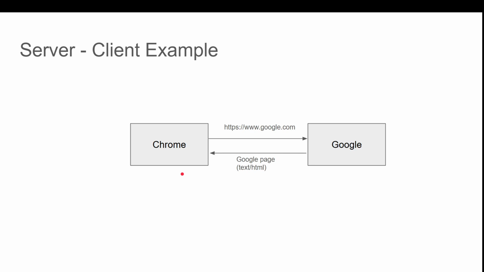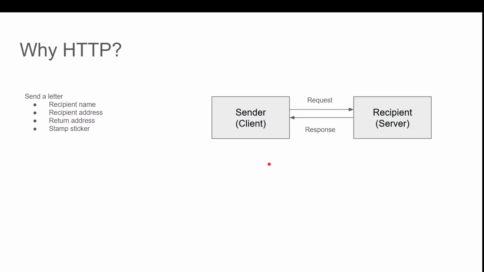The most well-known example would be when we go into Chrome, we hit google.com, and Google takes this request, runs some business logic, and then sends the response in the form of HTML, so that on Chrome we can see Google's main page. So the question is why we need HTTP.